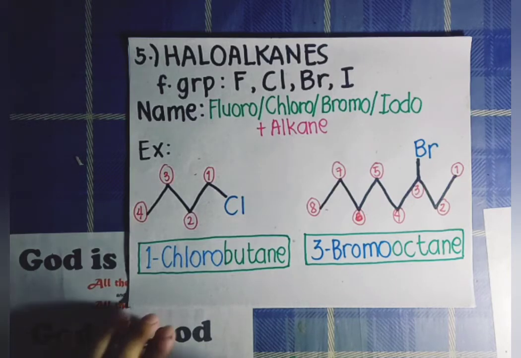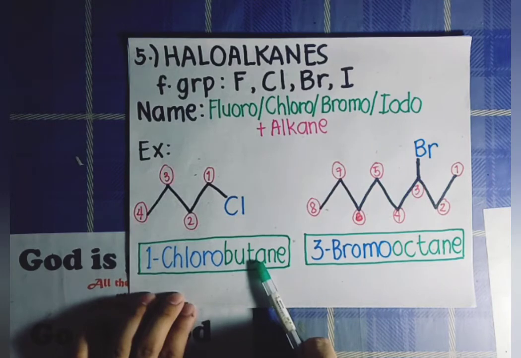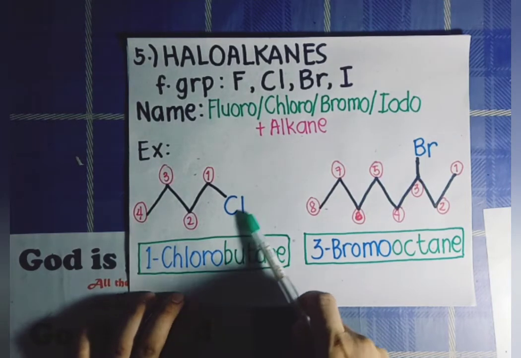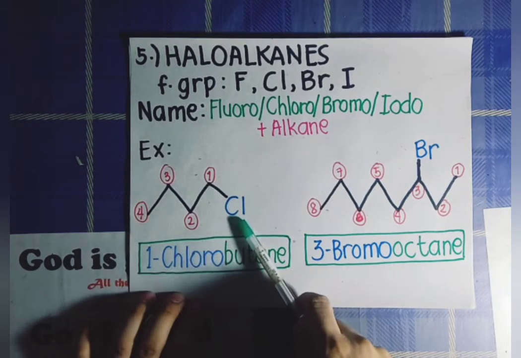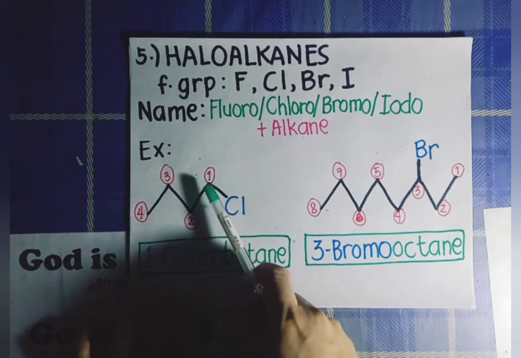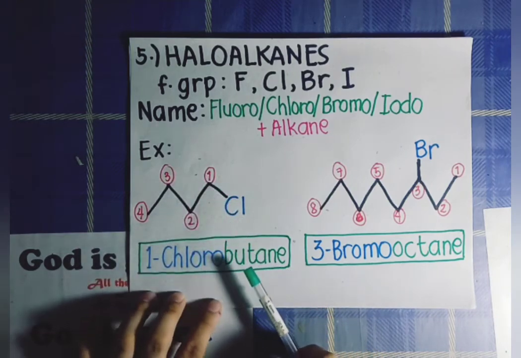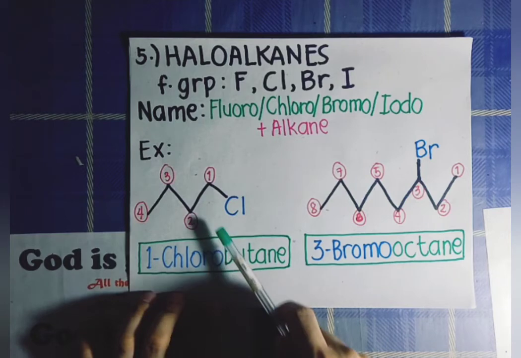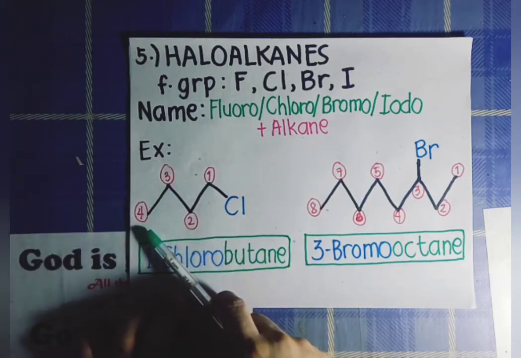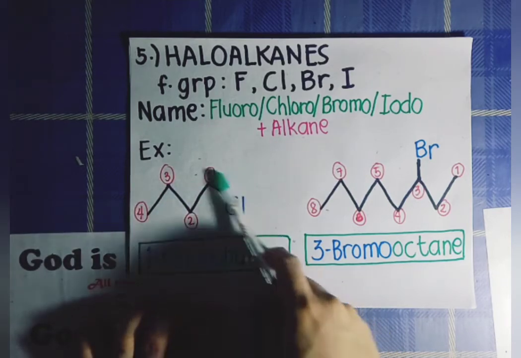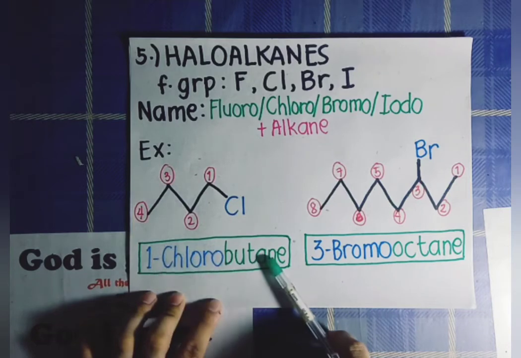For example, we have here 1-chlorobutane, which means that chlorine is our functional group here, and chlorine is attached to carbon number 1. Here, our parent chain is butane, which means that we have here 4 carbon atoms. So therefore, the name of this compound is 1-chlorobutane.